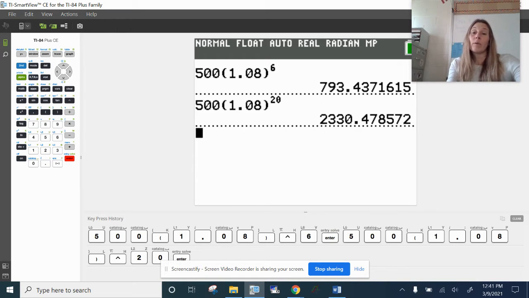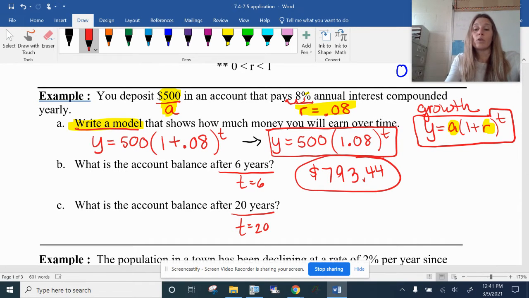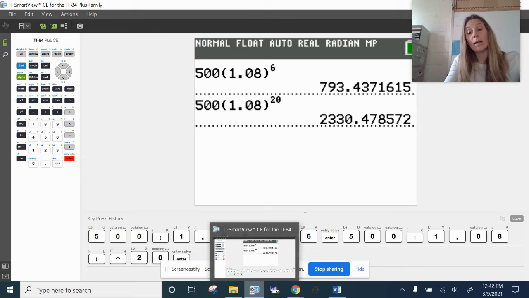Now the first one, remember, if we're doing money, you would want to round appropriately to dollars and cents. If it's not money, make sure you're rounding appropriately, labeling your answer. So here's $793, and this would round to 44 cents. So $793 and 44 cents. And then the 20 years is $2,330 and 48 cents.